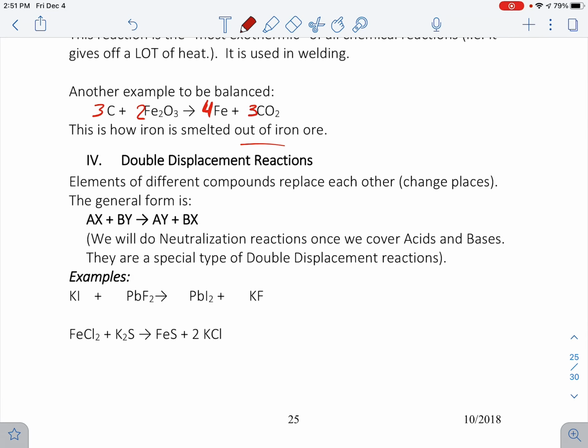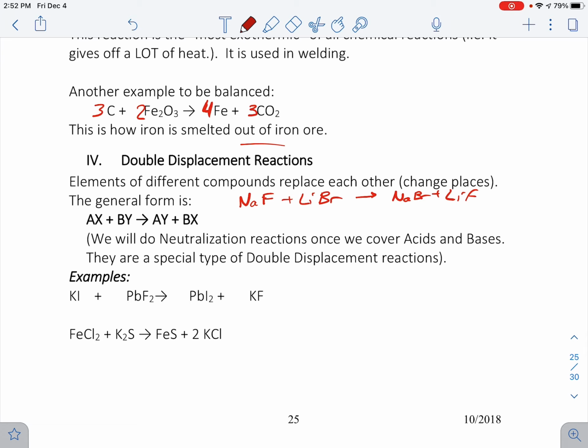Double displacement is where we have 2 chemicals, typically 2 binary chemicals, and they switch partners. So elements of different compounds replace each other, changing places. This is the general form: AX plus BY gives you AY plus BX. Neutralization reactions, acid-bases, are a very good example of that. You can have something like sodium fluoride plus lithium bromide, and they will switch partners to form sodium bromide and lithium fluoride.